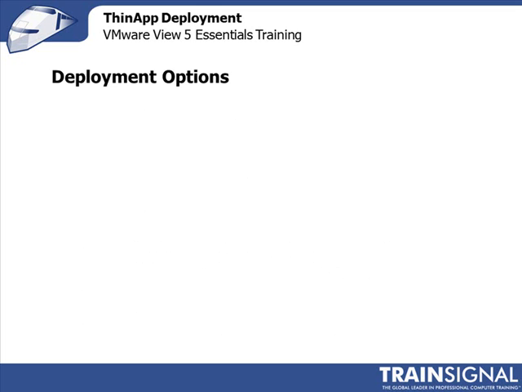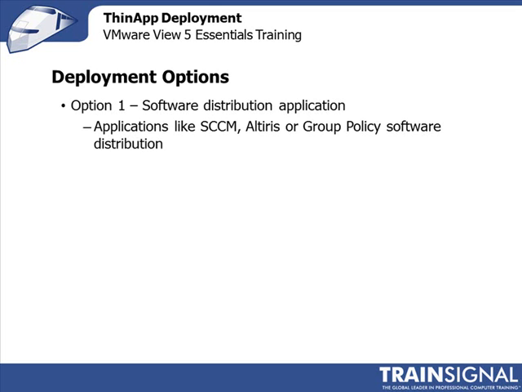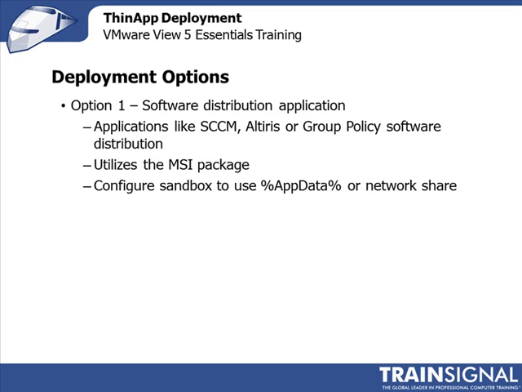Let's cover several options on how you can deploy your ThinApp packages. The first one is to use a software distribution application. These are applications like SCCM, Altiris, or using the group policy software distribution functionality within Active Directory. It utilizes the MSI package to push it out and install it as if it were a normal application installation. When using this deployment method, you'll generally want to use the app data or network share. But since this is a deployed mode of ThinApp execution and may be getting used on laptops and local desktops, you may want to choose the app data location.